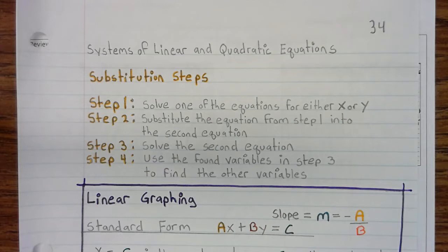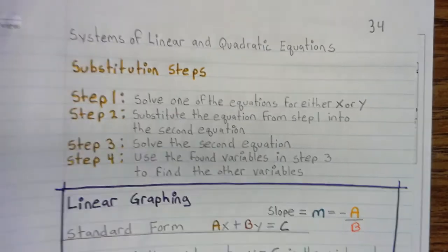Step 1, solve one of the equations for either x or y. Step 2, substitute the equation from step 1 into the second equation. Step 3, solve the second equation. Step 4, use the found variables in step 3 to find the other variables. Okay, so that's solving systems using substitution.